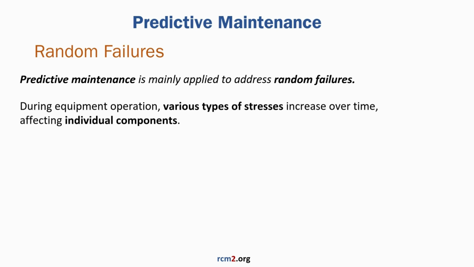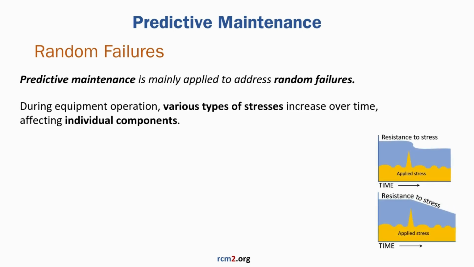During equipment operation, various types of stresses increase over time, often in irregular and unpredictable ways. These stresses act on individual components, gradually weakening them or triggering failures. As shown in the diagrams, resistance to stress may remain stable until a sudden spike in applied stress occurs, and this can lead to a breakdown, even if the component had no prior signs of damage.